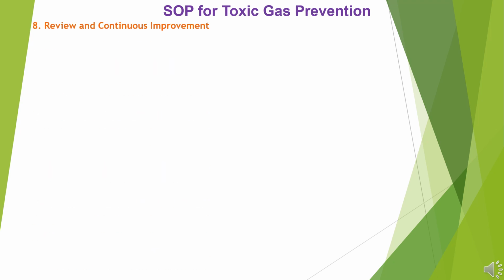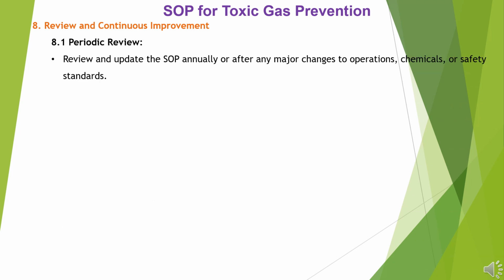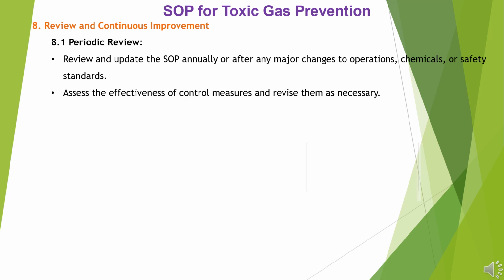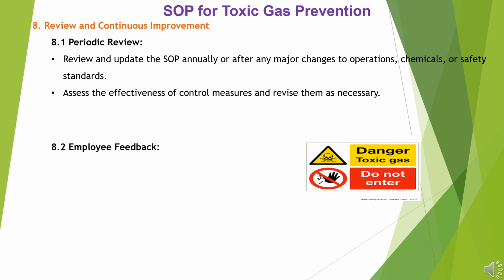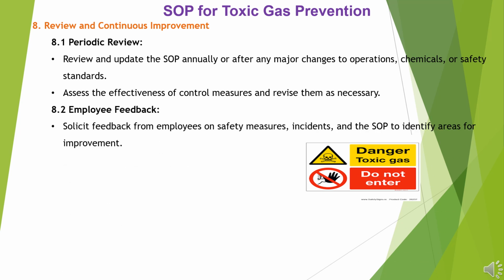8. Review and continuous improvement. 8.1 Periodic review. Review and update the SOP annually or after any major changes to operations, chemicals, or safety standards. Assess the effectiveness of control measures and revise them as necessary. 8.2 Employee feedback. Solicit feedback from employees on safety measures, incidents, and the SOP to identify areas for improvement. Act on feedback to enhance safety practices.